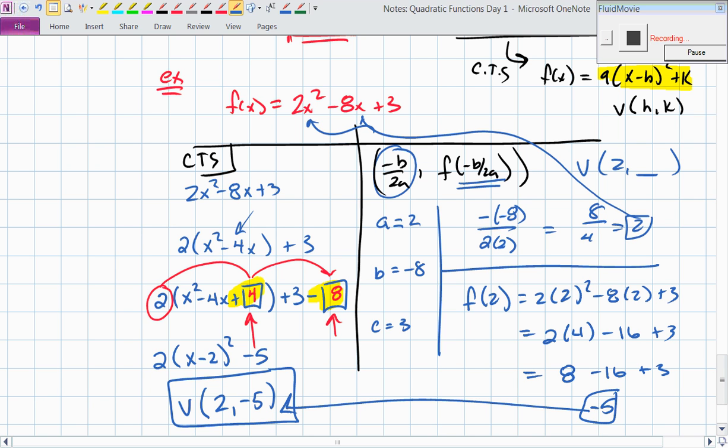So there are 2 ways that you can accomplish finding the vertex from a general form for a quadratic. You can either complete the square, keeping in mind that if you factor out a multiple of something, that's the correct multiple you have to add, and you can read it off, or you can do negative b over 2a and evaluate f of negative b over 2a. Either way, you end up with the right vertex.